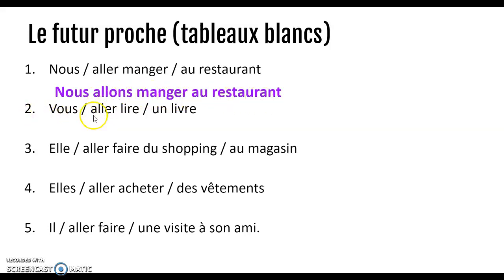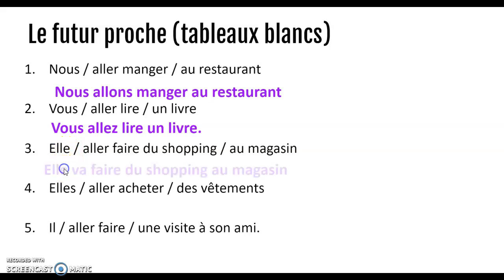For number 2, we're going to conjugate aller. So it's going to become vous allez. And lire is our second verb, so we're going to leave it infinitive. You are going to read a book. Vous allez lire un livre. Okay. Third one, elle with aller, faire du shopping. We're going to conjugate aller with elle, singular. Elle va faire du shopping au magasin. She is going to go shopping, basically.